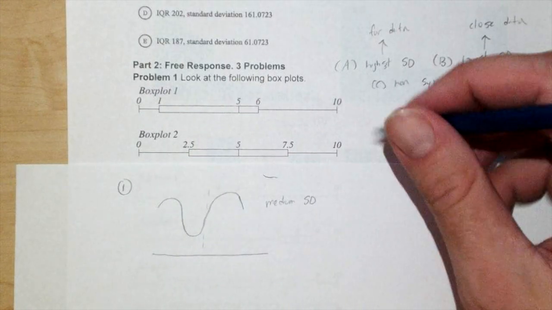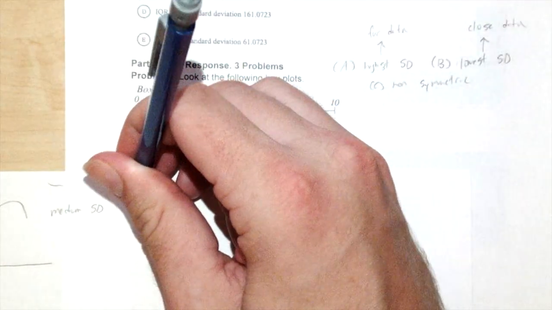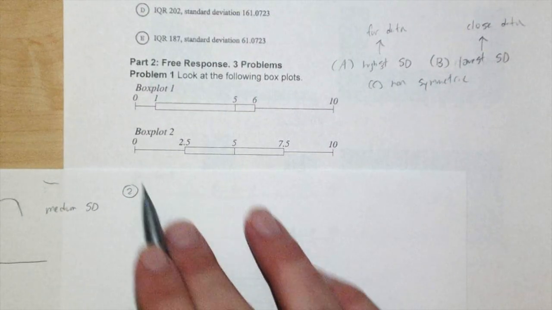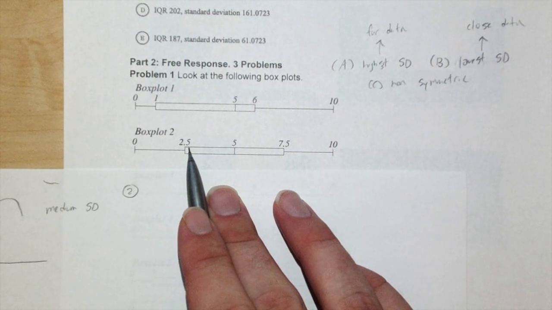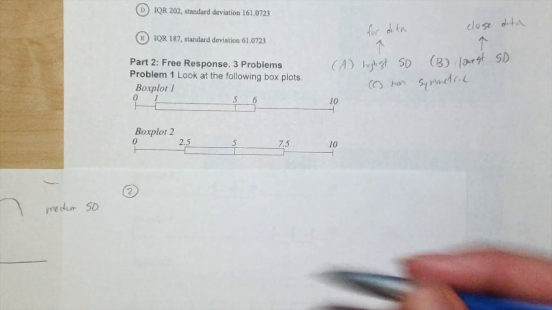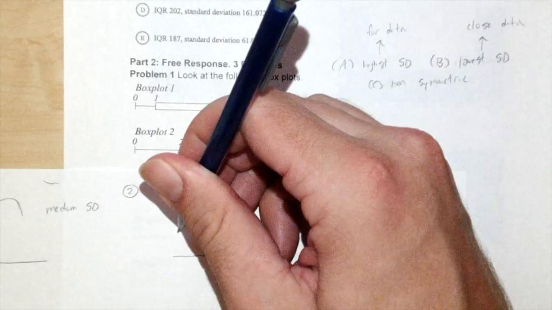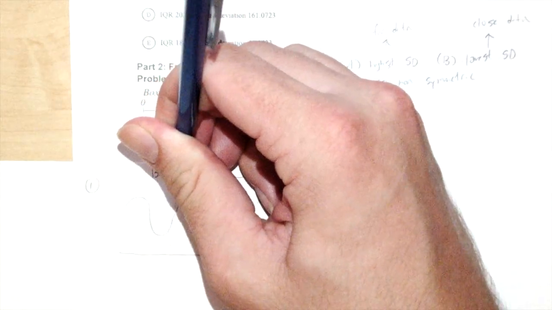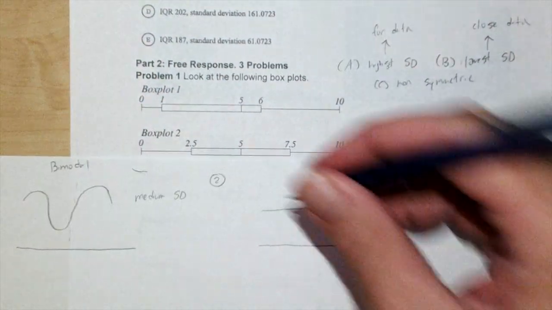For number 2, every section is the same, okay? And that's because 2 to 2.5, 2.5 to 5, 5 to 7.5, that's an equal distance. So that's a classic uniform. So if I wanted to describe my first one, I could call it bimodal, and my second one here I could call uniform.